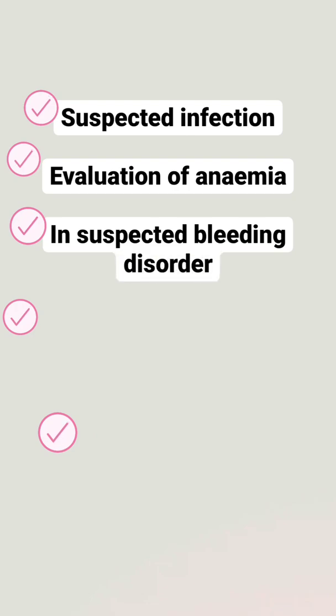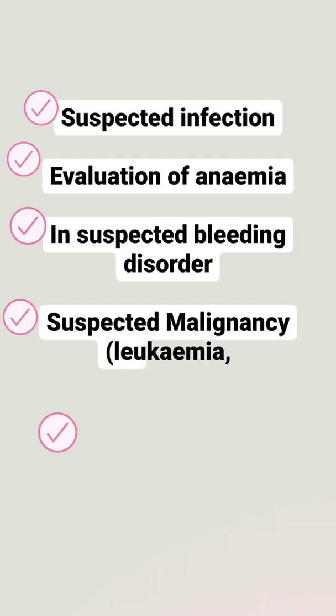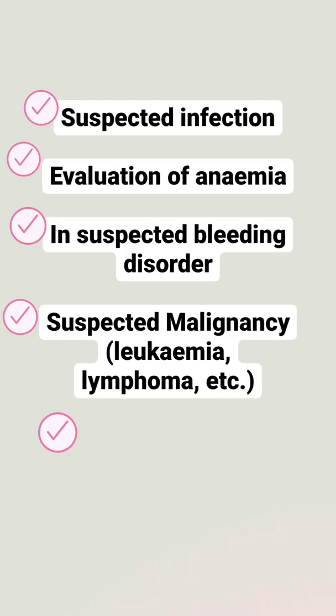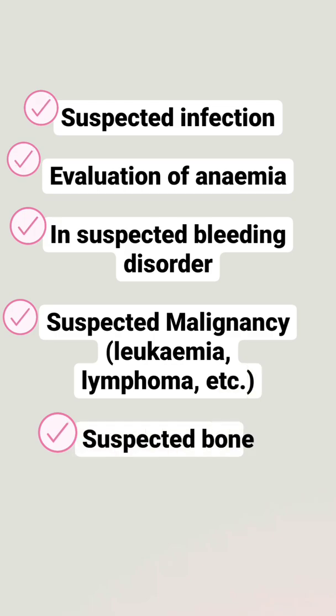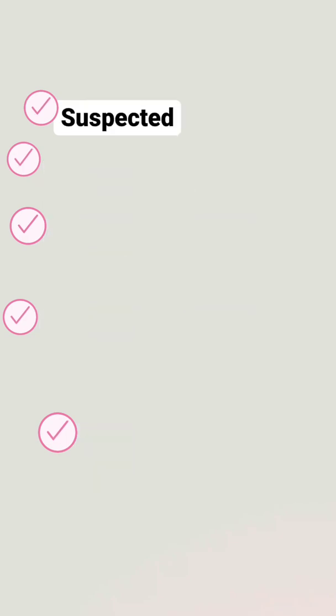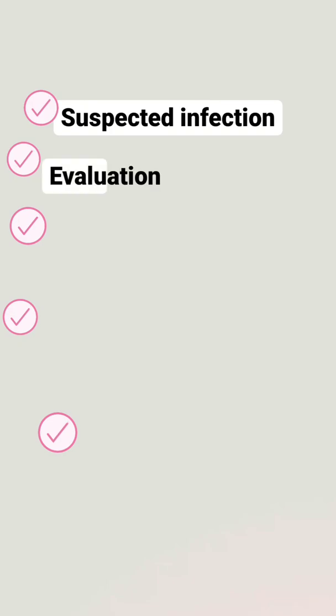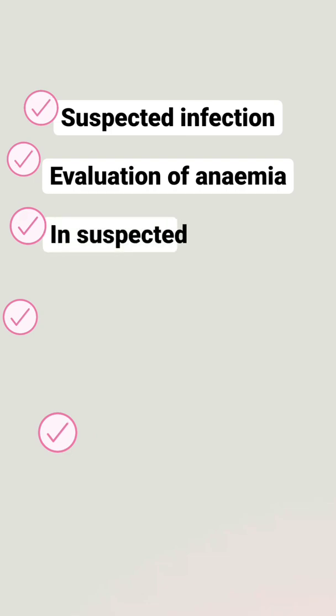If the lady or the person is looking pale, if we look at the conjunctiva, the nail beds or the overall appearance and find it is pale, then for the evaluation of anemia we need to do CBC. Third is suspected bleeding disorder. If the patient is having continuous hematemesis, that is vomiting of blood, hemoptysis, that is blood in sputum, or melena, that is if there is internal intestinal bleeding, there will be black stools called melena.